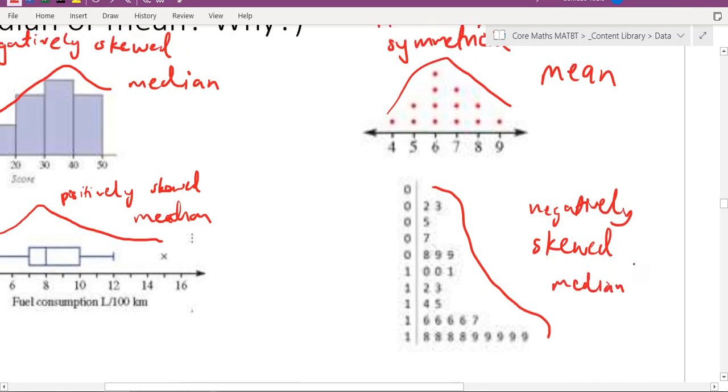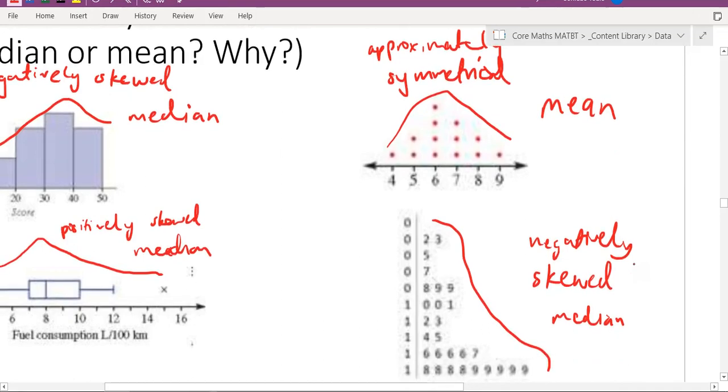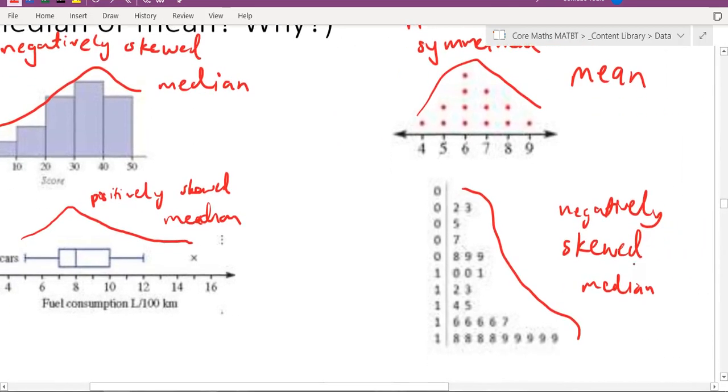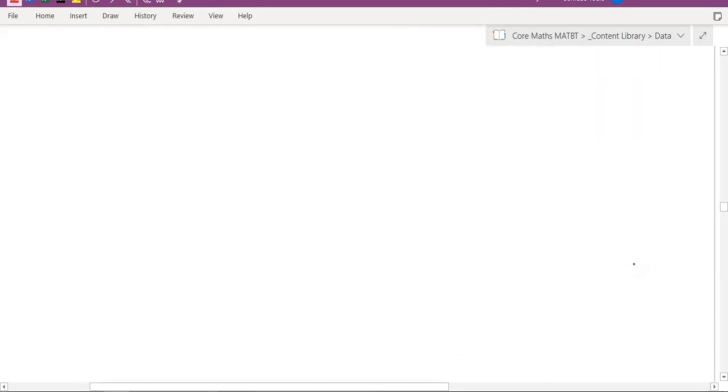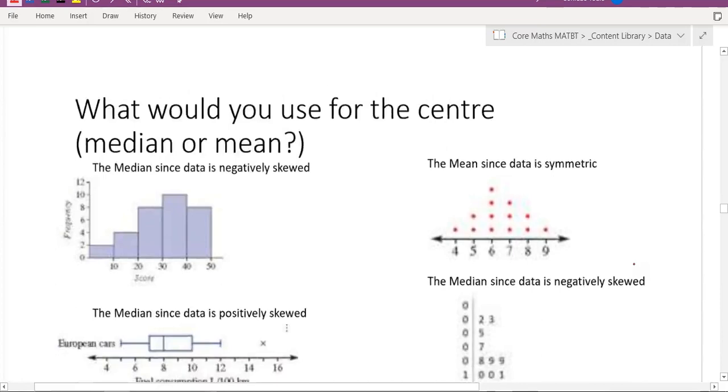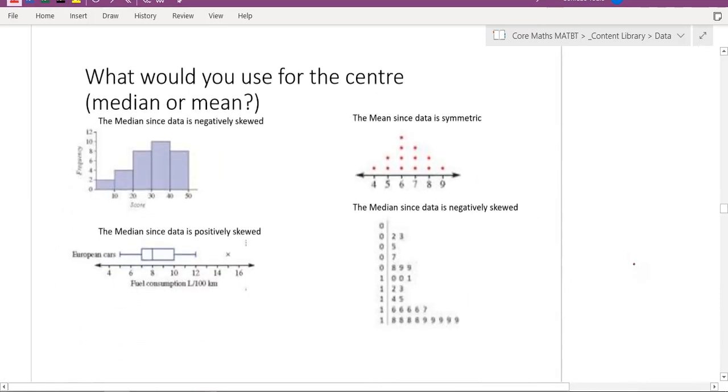So if your data is symmetrical or approximately symmetrical, use mean. If your data is skewed, use the median. Or if you have an outlier, use the median. Yes? Will we actually ever need to choose an appropriate measure? Yes, you will be asked to pick which one is the right one, or the most appropriate one. Alright, let's keep going. And that's what we looked at before.